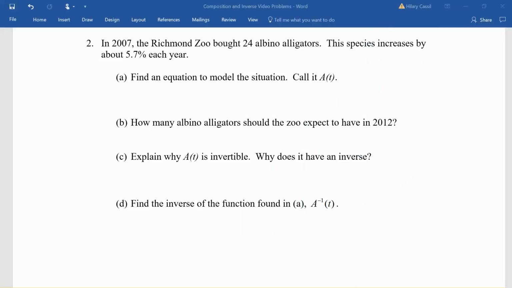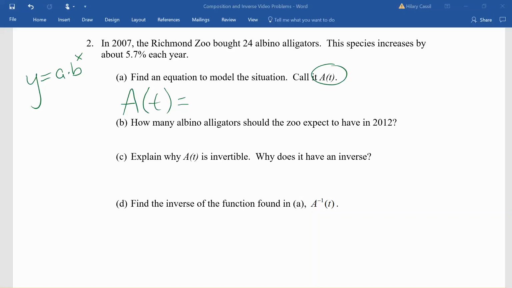And now we're going to take a look at an application of inverse functions. So what we're told is that in 2007, the Richmond Zoo had 24 albino alligators, and they increase about 5.7% each year. So we're going to find an equation to model this situation. We are going to call it A of t. This is going to be an exponential equation because we have a percent increase each year.